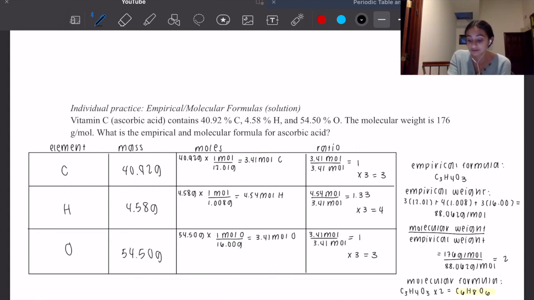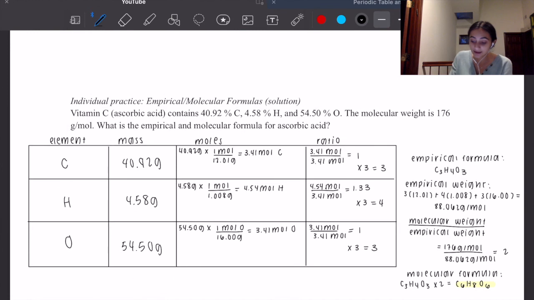And then, just like previous problems, I'm going to divide each amount of moles by the smallest number of moles, which is 3.41. So then I have 1 carbon, 1.33 hydrogens, and 1 oxygen. And the hydrogen ratio is not a whole number. So I'm going to multiply everything by 3 to get my empirical formula of C3H4O3. Now to get my empirical weight, I just do 3 times 12.01 plus 4 times 1.008 plus 3 times 16 to get 88.062 grams per mole.